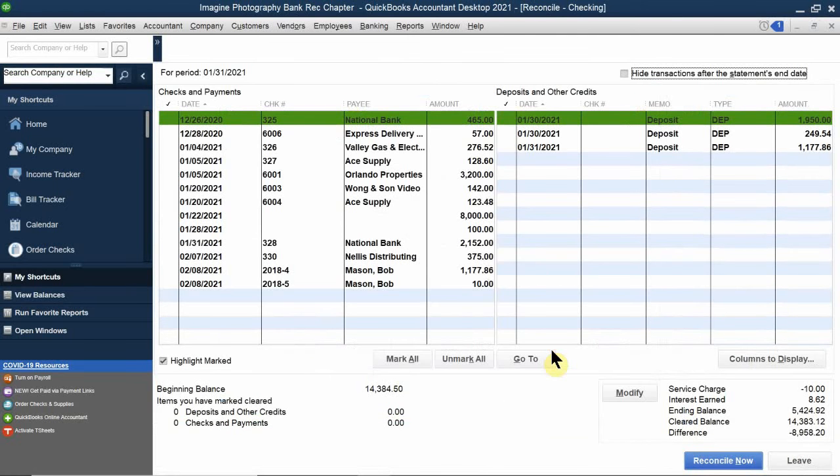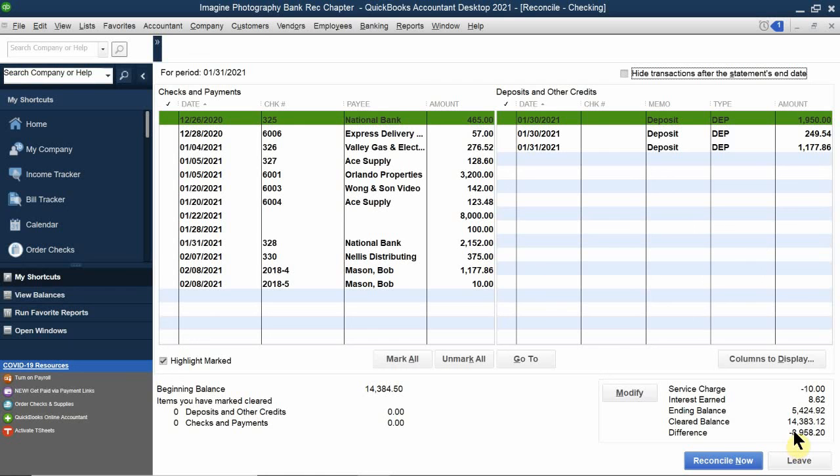Now, once you've done this, this is where you're going to be check marking off whatever you see on your bank statement. What I want you to notice is down below, you've got your service charge, which took out $10, and your interest, which added $8.62. Your ending balance is your goal. It's telling you what you need to clear.